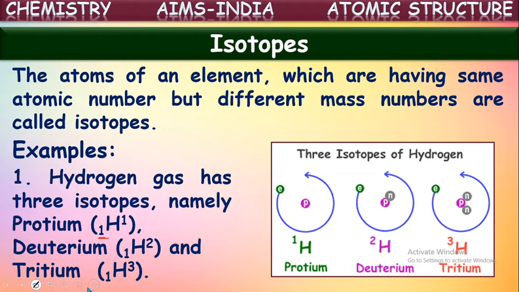Normally, the hydrogen existing in the atmosphere is called protium. The large quantity of hydrogen available is called protium. It has no neutrons, only one proton in the nucleus. Around that, one electron will be revolving. Okay, this is about the isotopes of hydrogen.